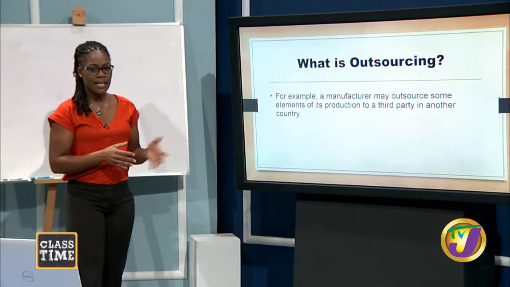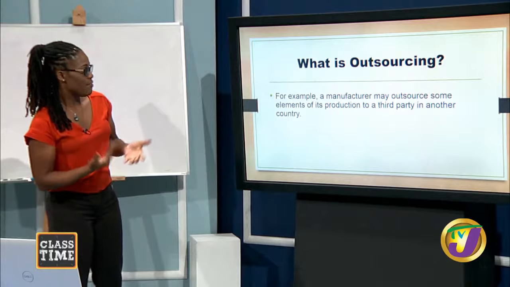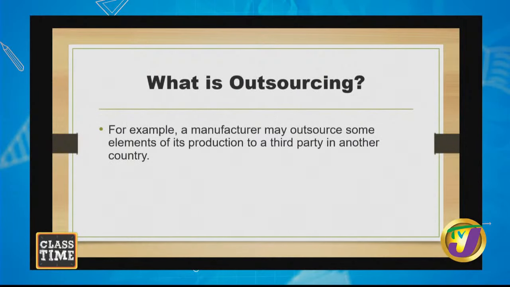All right, so this is an example. A manufacturer may outsource some elements of its production to a third party in another country. And when we talk of outsourcing, you will generally hear the term third party. So who's a third party?